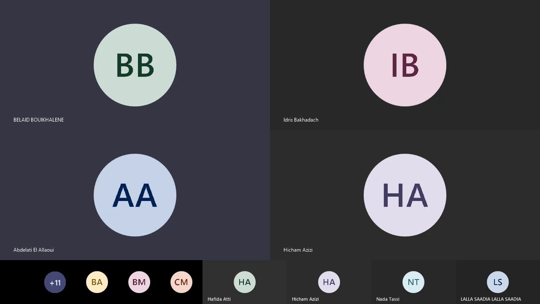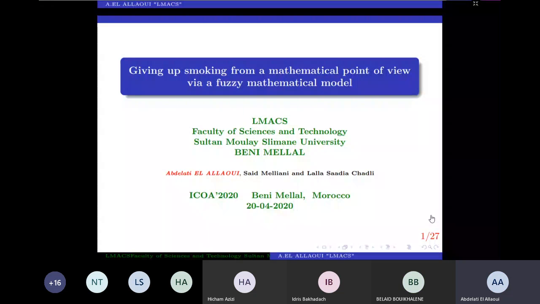Thank you very much. We get to the next presentation entitled Mathematical Fuzzy Model for Giving Up Smoking by Mr. Abdelhati Alawi. Thank you, Mr. Belaid.